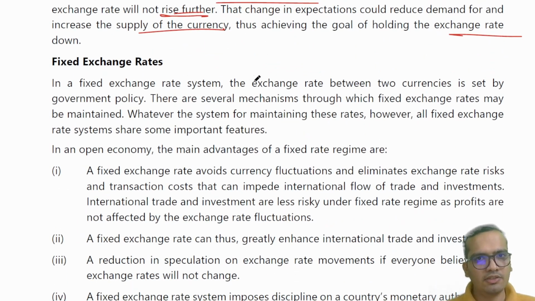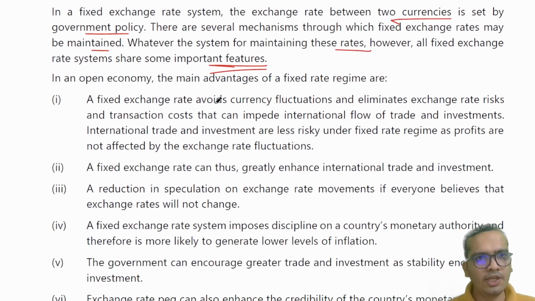In a fixed exchange rate system, the exchange rate between two countries is set by government policies. There are several mechanisms through which fixed exchange rates may be maintained. Whatever the system of maintaining these rates, however, all fixed exchange rate systems have some important features. So, in an open economy, the main advantage of a fixed rate regime is that a fixed exchange rate avoids currency fluctuation and eliminates exchange rate risk and transaction costs that can impede the international flow of transactions and investment.